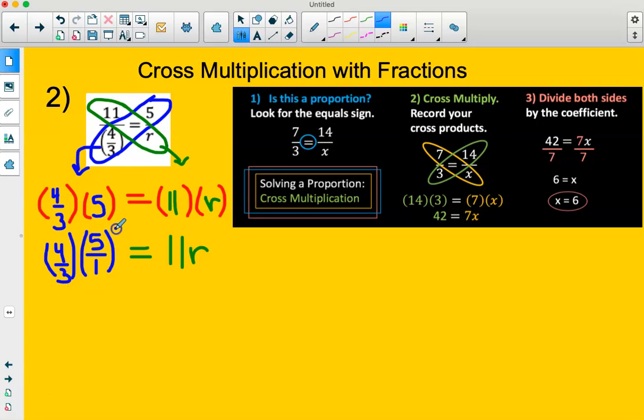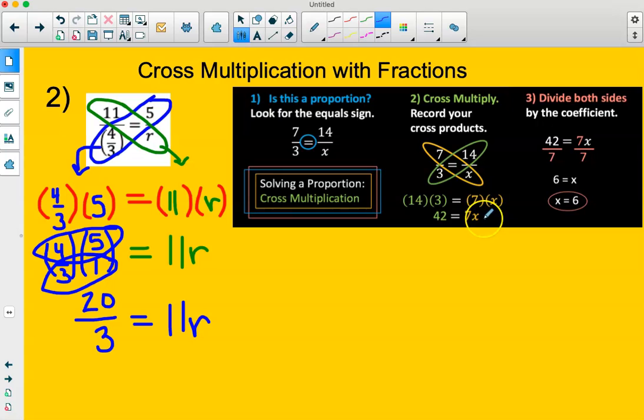Then to multiply fractions, you multiply the numerators. 4 times 5 is 20. And then you multiply the denominators. The denominator 3 multiplied by the denominator 1 is equal to 3. And I'll bring down the 11r. So we have completed step 1, which is cross multiplication.